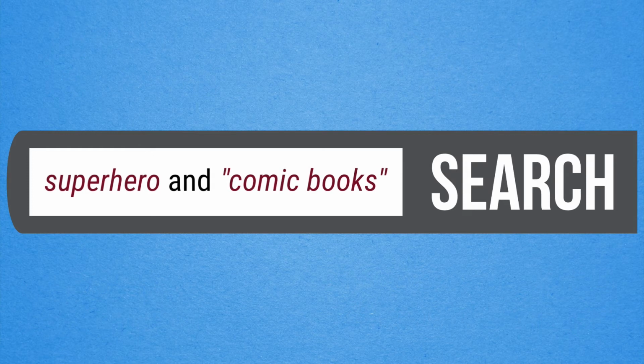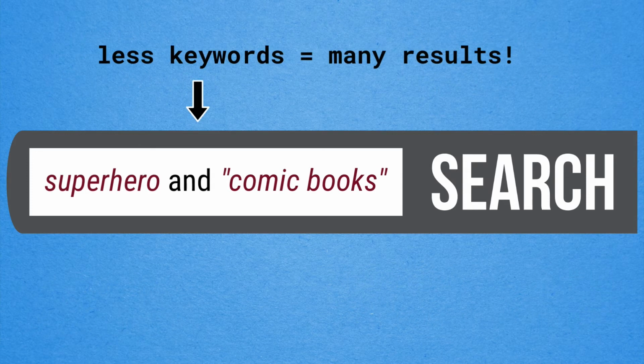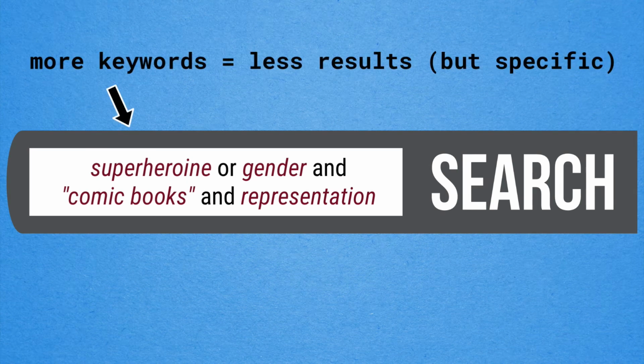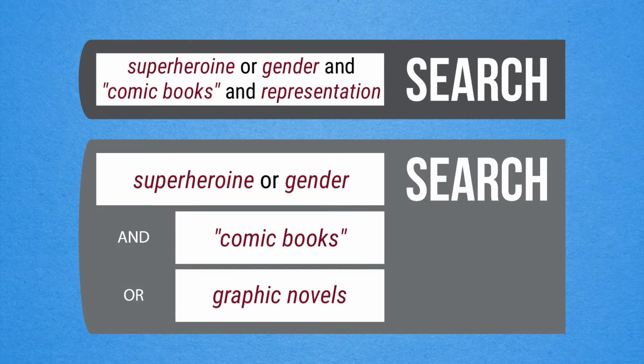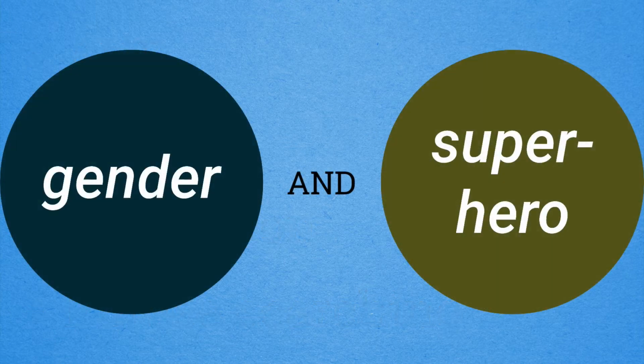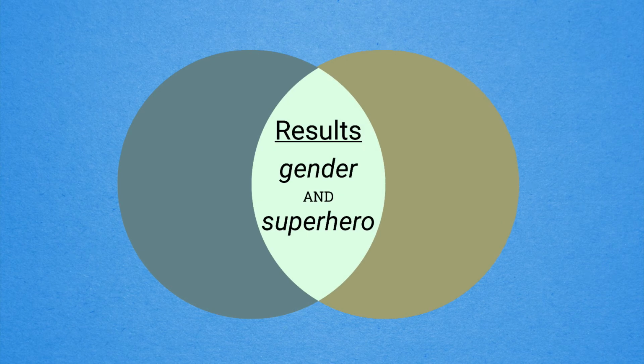When you start a search, remember, start broad, that means go for a lot of results, and then narrow as you go, that means get more specific results. Also remember, different databases will look different for inputting your search. Here are some search strategies you can apply to your keyword searching. Use AND to group keywords together so you get results including each keyword. For example, gender AND superhero.